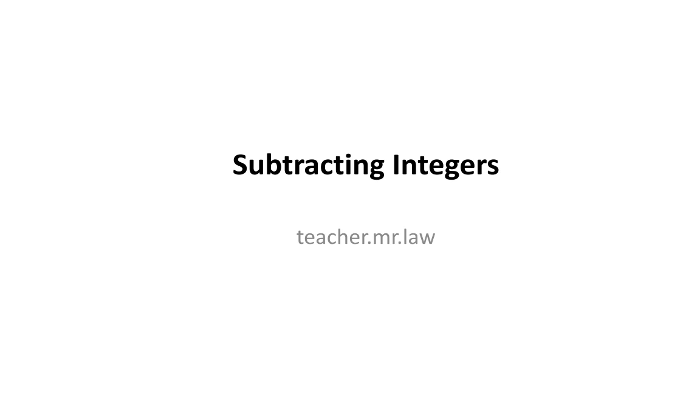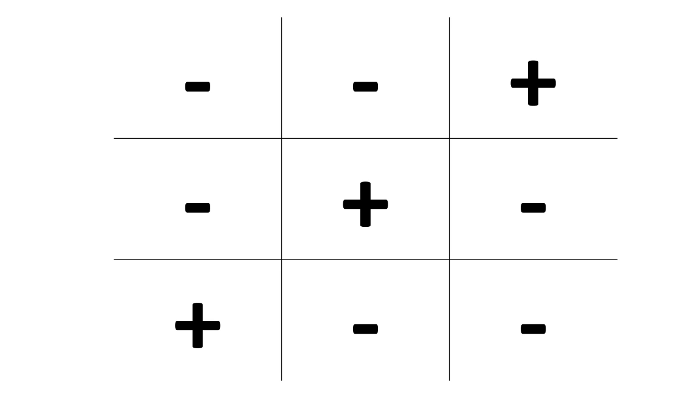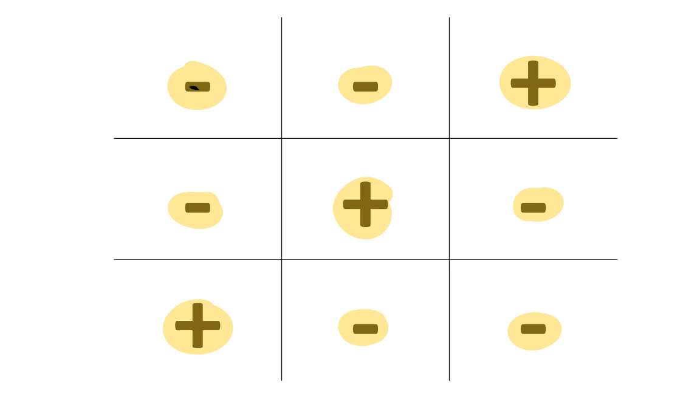In today's lesson, we'll be learning how to subtract integers. When subtracting integers, you can use a shortcut. If you see two negative signs directly beside each other, they become a positive sign. When you see a negative sign directly beside a positive sign, they become a negative sign. And when you see a positive sign directly beside a negative sign, they become a negative sign.